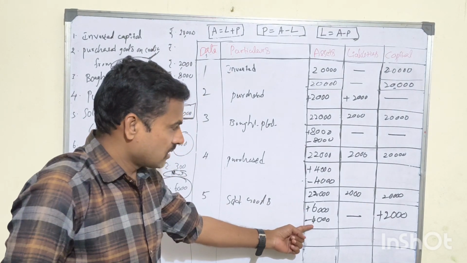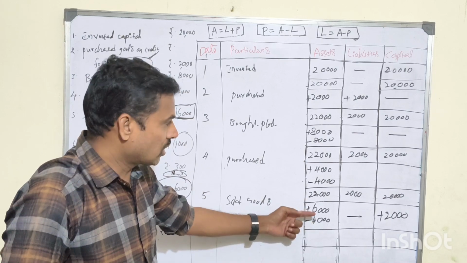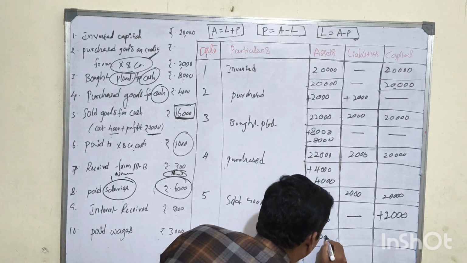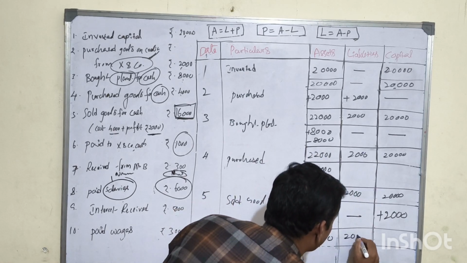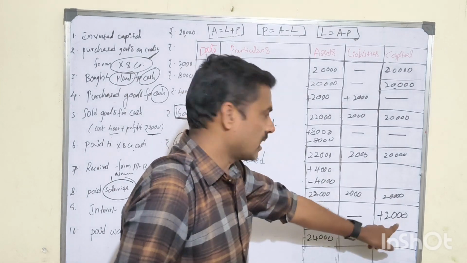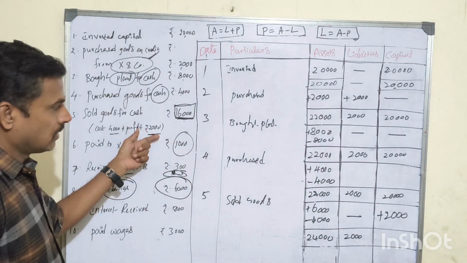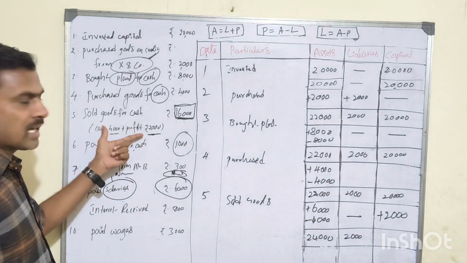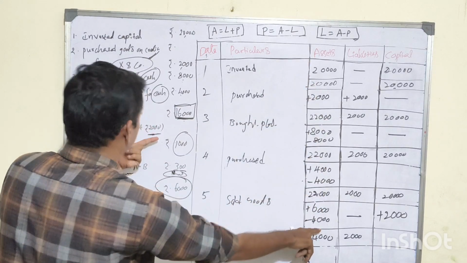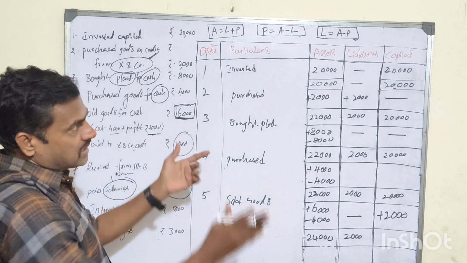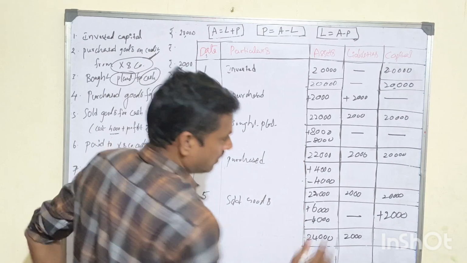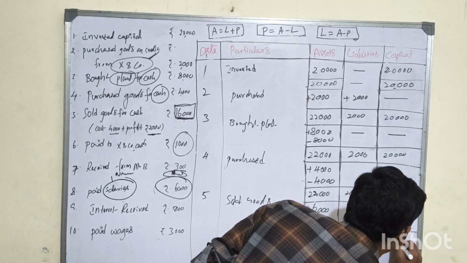6,000 minus 4,000 is equal to 2,000. 2,000 plus 22,000, 24,000. There is no impact on the liabilities. 20,000 plus 2,000 is equal to, what is the 2,000? Profit. Sold goods for cash. Given condition, cost is 4,000. When there is a cost, my asset will decrease. And when there is a profit, capital will increase. Right? That's where. Now 20,000 plus 2,000 is equal to 22,000.